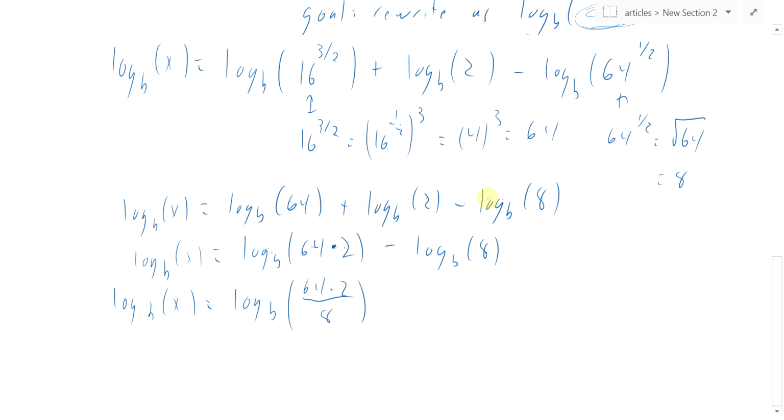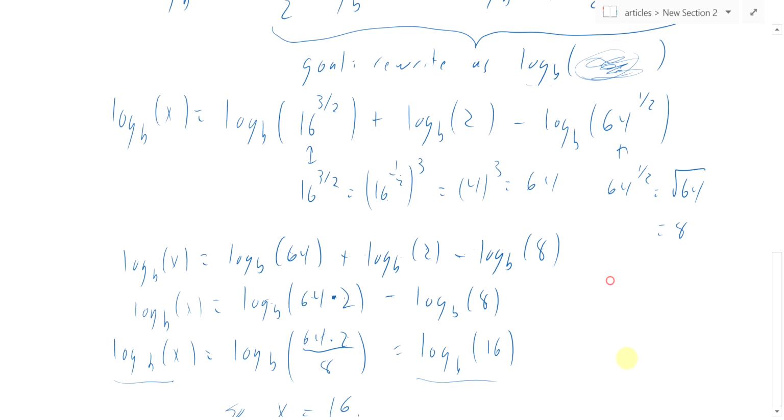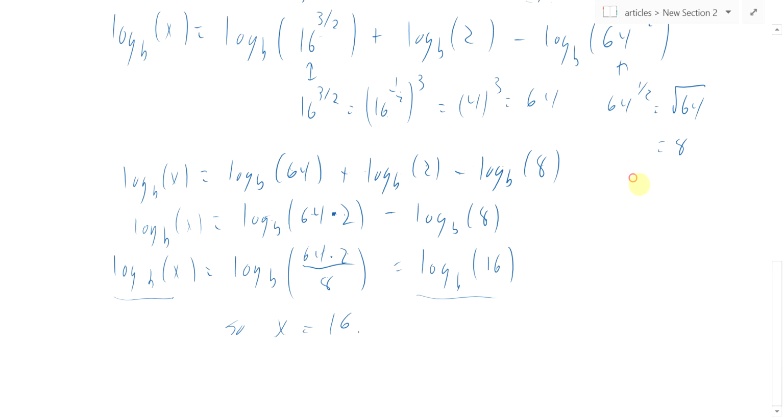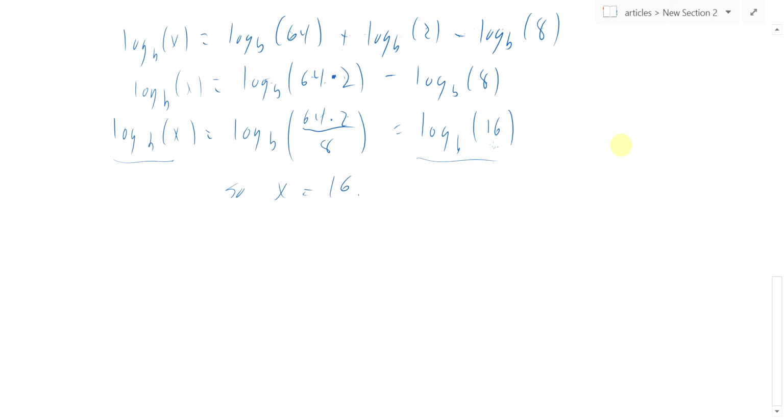So 64 times 2 divided by 8. 64. Right? And if you do that, 64 divided by 8 is 8 times 2. That gives you 16. So now we have log base b of x equals log base b of 16. So x is equal to 16. Right. So given these sorts of things, deal with the coefficients first, bring them inside as powers, and then use the rules about addition and subtraction, turning it into multiplication and division, to pull it together as one big logarithm, and then you can say, okay, well, log base b of x is log base b of 16, so x has to be 16.